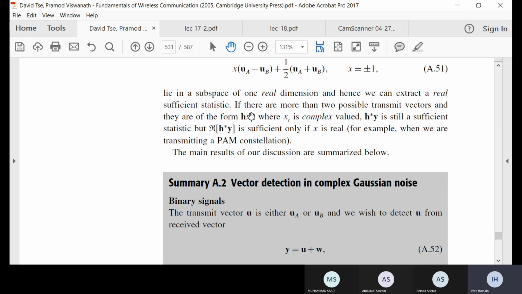So again he is saying the same thing. We have more than two possible transmit vectors and they are of the form H into this thing. Alright. Where X is a complex value. Alright. Then all of them are now having this H vector. Their space is now being defined by H. So you just have to project your received symbol onto this H, and that is what we were doing.